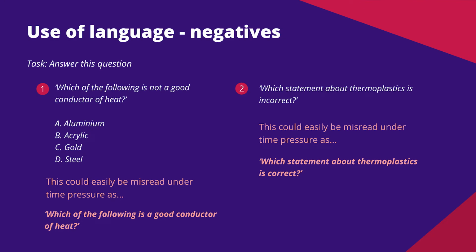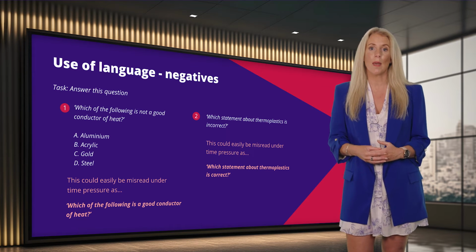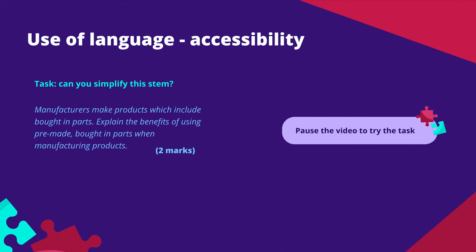Another example written on this slide is "Which statement about thermoplastics is incorrect?" This could easily be misread under time pressure as "Which statement about thermoplastics is correct?" Sometimes you will see in our exam papers that we embolden when negatives are necessary. So we're going to simplify this question and make it more appropriate. Maybe pause the video again and write down your thoughts.